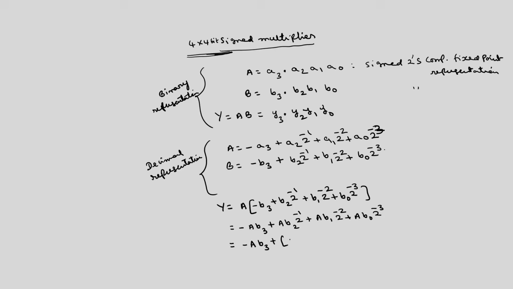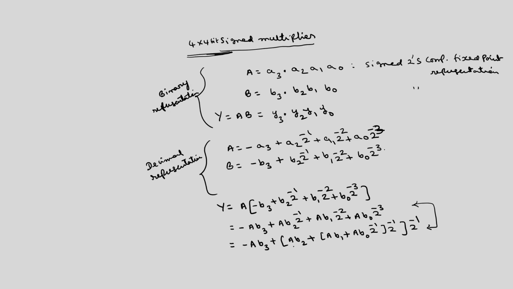I will write this as AB2 plus, again AB1 plus AB0, with 2 raised to the power of minus 1, then 2 raised to the power of minus 1, then 2 raised to the power of minus 1. We just check whether these two expressions are same or not. Minus AB3 is as it is.